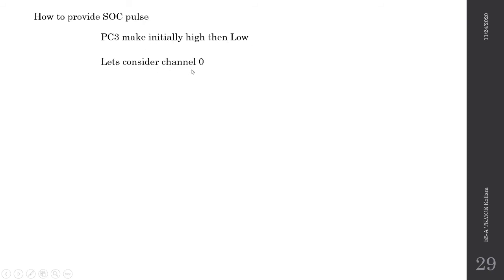Let's consider channel 0 as mentioned earlier. So how to make PC3 high? By putting 1. Initially the value of PC3 is 1. As we are considering channel 0, these values are 0. This is connected to A, this is connected to B, and this is connected to C of these address pins of ADC-0808. So this is the LSB nibble corresponding to port C under this situation.